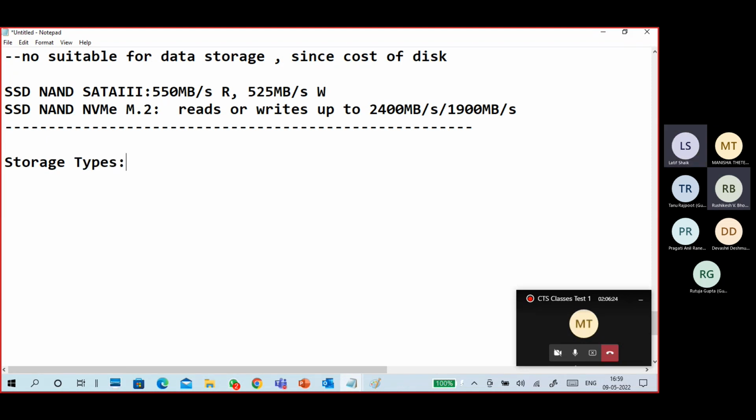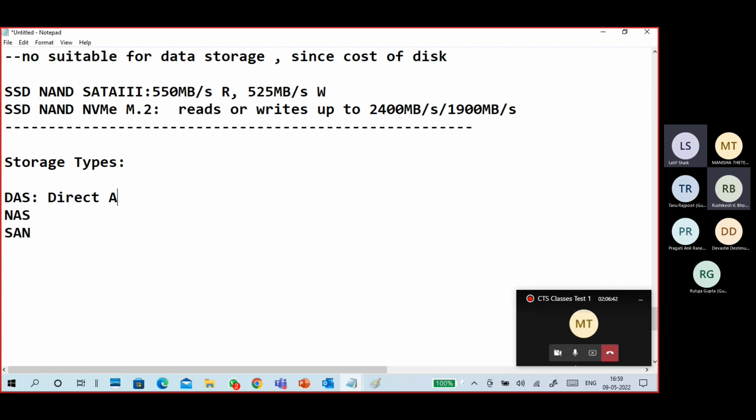Storage types. What is the storage type? Okay, so here it is. DAS, NAS, SAN. Mainly three storage types. What is DAS?